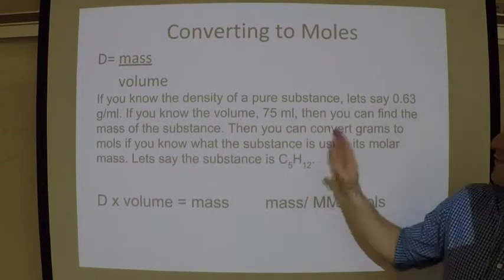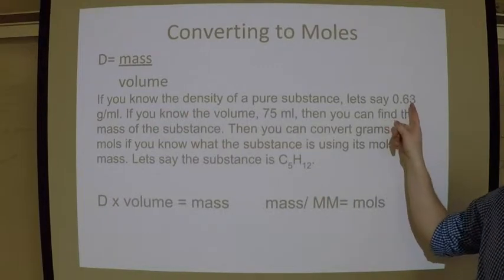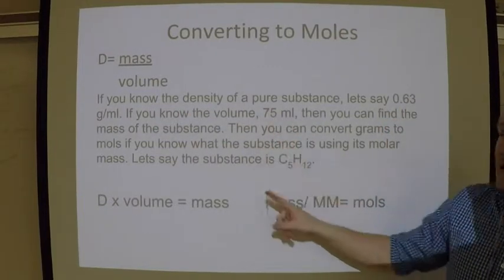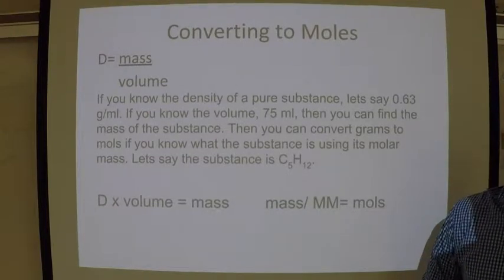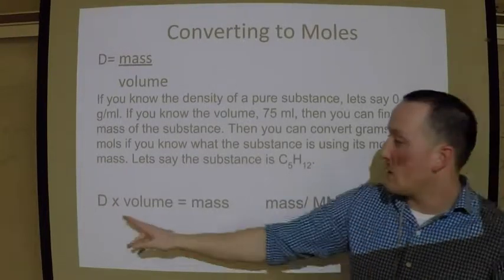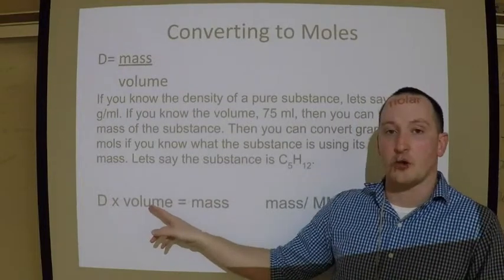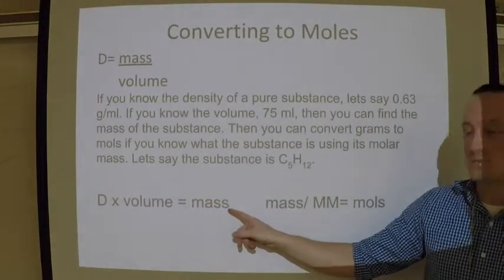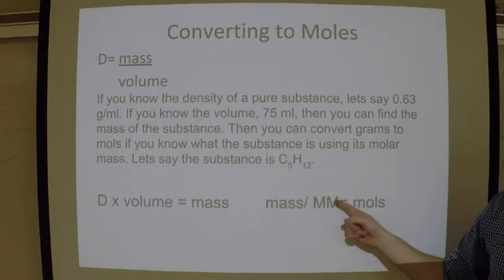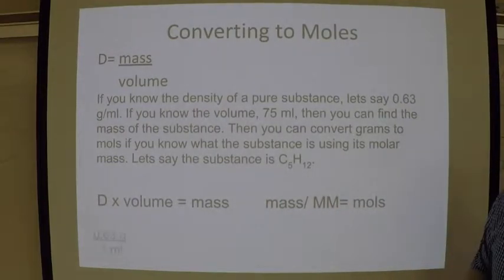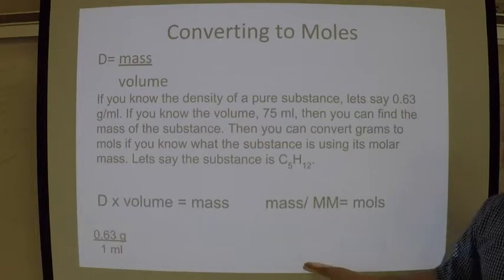So let's say I have a density of a substance, it's 0.63. Let's say I have 75 milliliters of it, and let's say that I know my substance is C5H12. So here's what I'm going to do. I would take density times my volume, and that will give me my mass. Then I'm going to take the mass that I just got, divide by the molar mass, and that will get me to moles. So here's what that would look like using dimensional analysis.